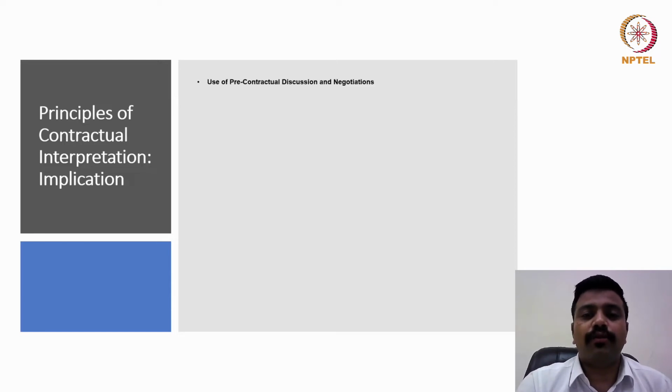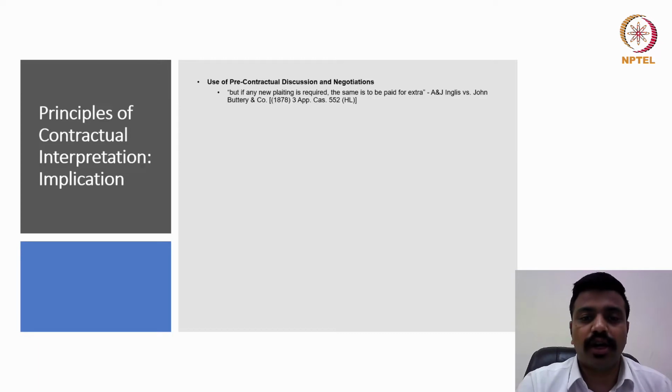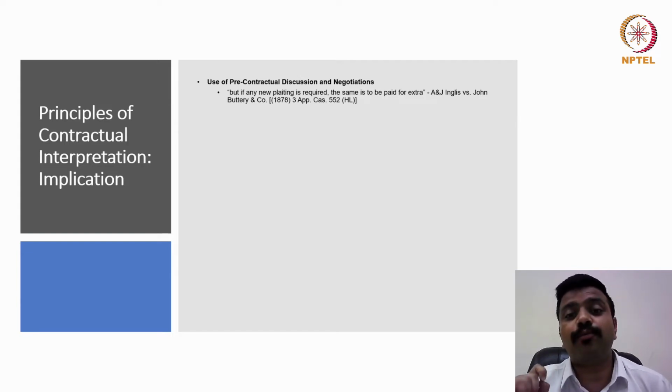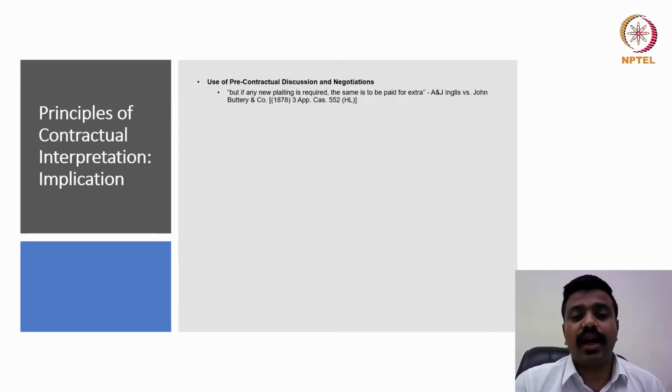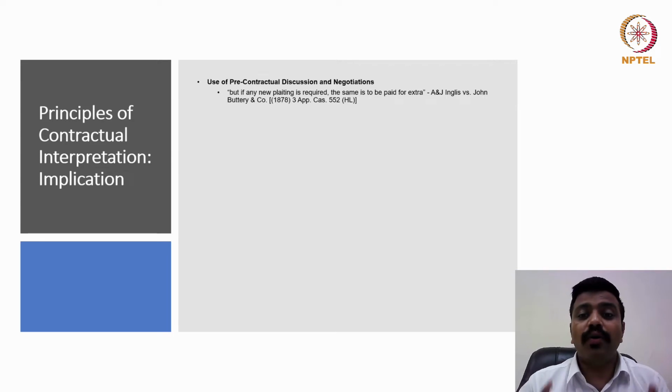Here we will be using certain aspects of understanding as to in what circumstances the interpretation rules have an implication on the contract. Please note, first and foremost aspect is, I think we brought this in the previous discussion, as to the use of pre-contractual discussion and negotiations. There was a particular delivery slip that was made that had a particular note which said, but if any new plating is required, the same is to be paid for extra. And upon confirmation of that, the contract was executed. However, this particular pre-contractual discussion was not included within the contract. But nonetheless, the courts looked into the scenario and understood that since there is a particular aspect of additional cost that is involved, additional labor that is involved, it cannot be excluded from interpreting the contract.